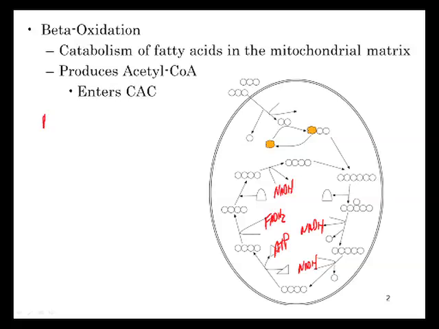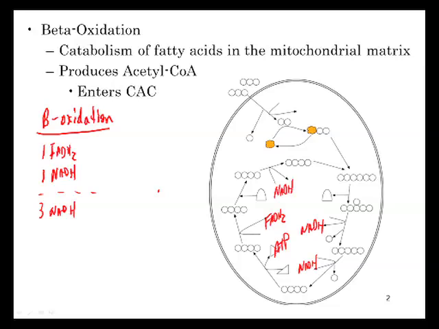So theoretically, for every beta oxidation event where we're producing a 2-carbon acetyl-CoA, we're going to get 1 FADH2, 1 NADH, and then from the citric acid cycle, we're going to get 3 NADH, 1 FADH2, 1 ATP.